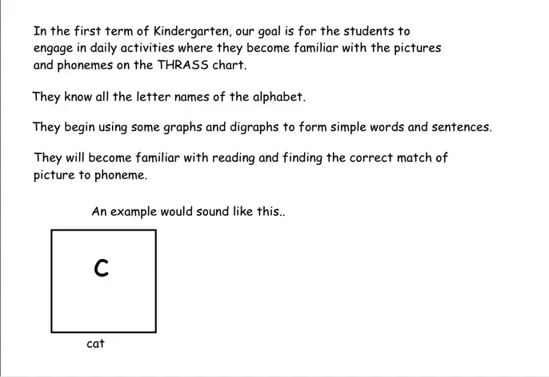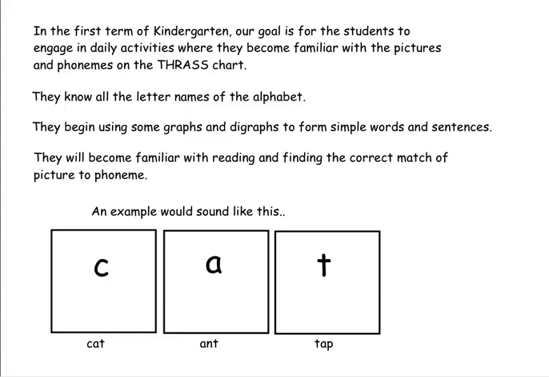An example would sound like this: C for cat, A for ant, T for tap, and then we run it together and say cat. Here are some definitions that might help you when you're talking about different words with your child. Graph: one letter representing one phoneme, for example, D for dog.